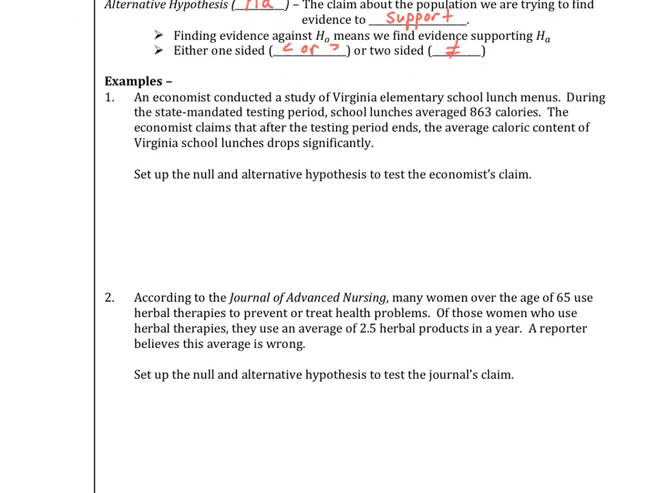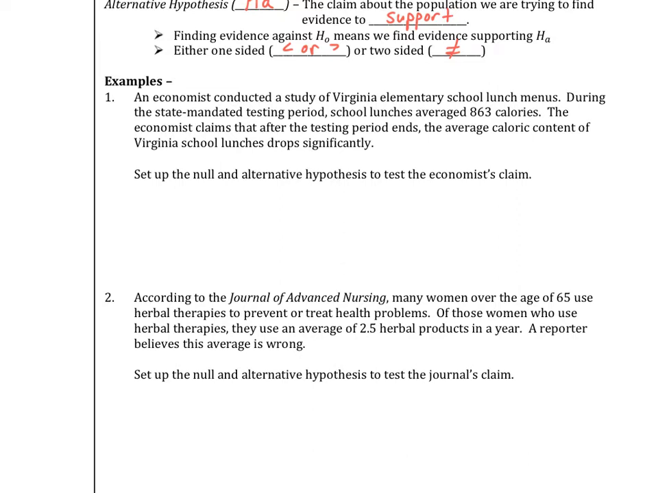Okay, so let's talk about this. Example 1. An economist conducted a study of Virginia elementary school lunch menus. During the state-mandated testing period, school lunches averaged 863 calories. The economist claims that after the testing period ends, the average caloric content of Virginia school lunches drops significantly. So the schools get tested to make sure lunches are good, and when they're tested, they average 863 calories. This economist believes that when they're not being tested, they give out different lunches that aren't as good and have fewer calories.